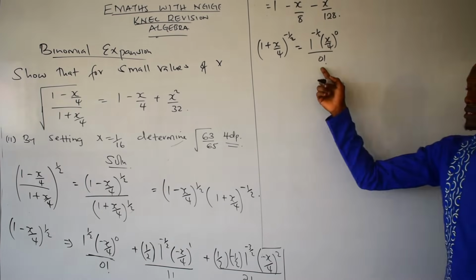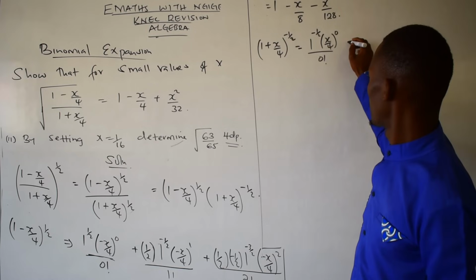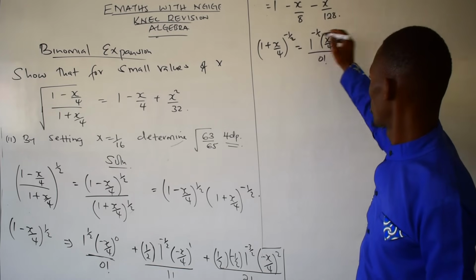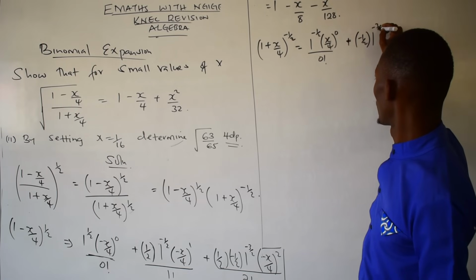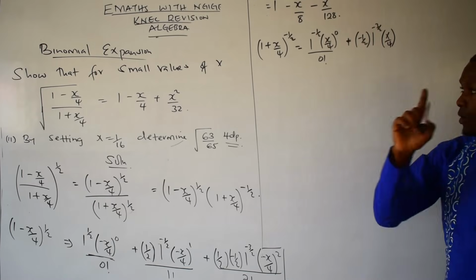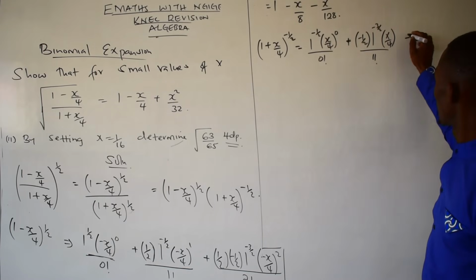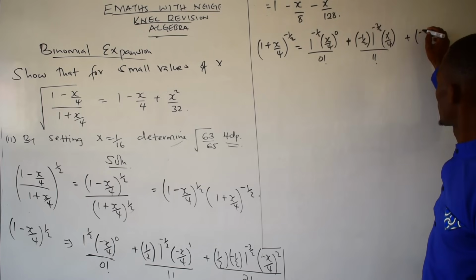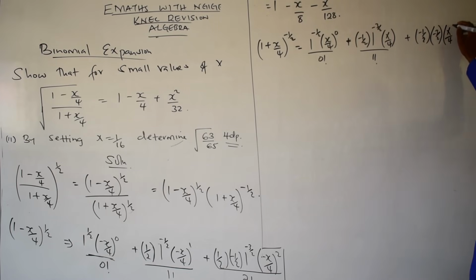So most of the time the 0 factorial is not written, because it is always 1. Then you have plus, drop the power, so you drop negative a half, reduce the power by 1, so you have negative 3 over 2, then you shall have x over 4, now it will be to power 1, 0, then to power 1, then over 1 factorial, then plus, you have negative a half here, drop the power, negative 3 over 2, then you shall have x over 4.